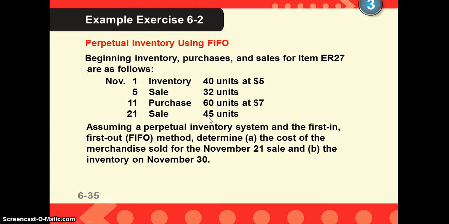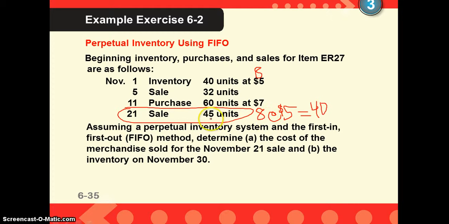If we sell 45 units on November 21st, we have to calculate what's already been used. Selling 32 units from the 40 leaves us with 8 units. So we have 8 units left at $5. We're looking again at the sale on the 21st. We need 45 units. 8 of those are going to be at $5. So there's $40 of cost of merchandise sold. Are you following me? If not, you might want to rewind and review some of the lecture.